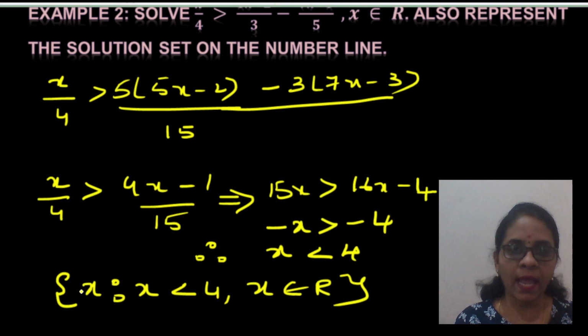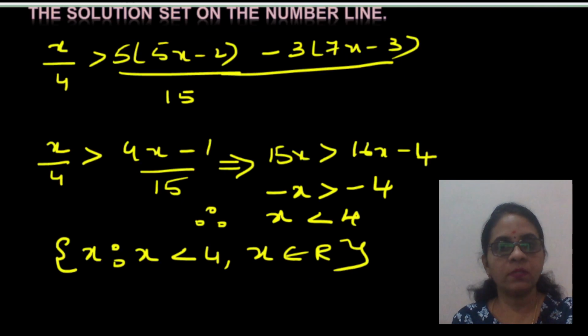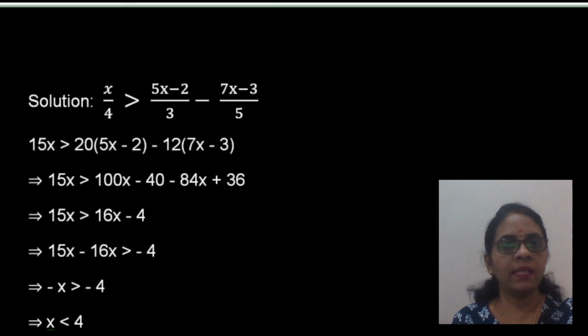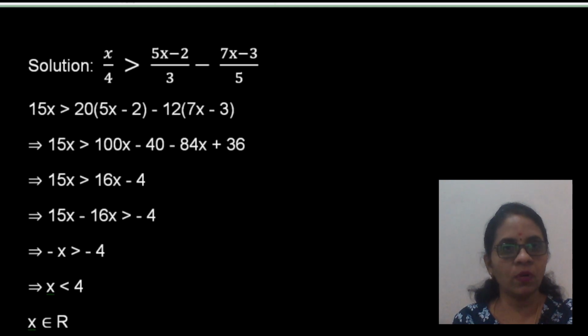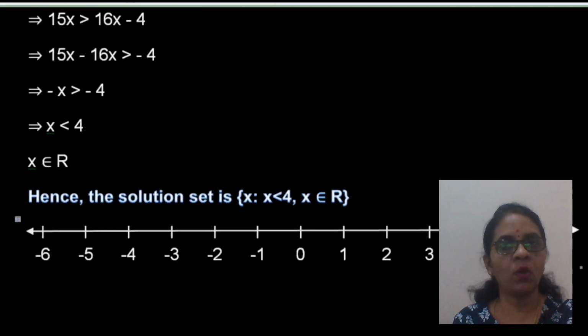There are different notations. Some textbooks write the category of numbers in the beginning and then they write the solution towards the end. Anyway, this is the best method. I am not denying any other method. All are right, but this is the easiest to get into your head. X such that x less than 4, put a comma, x belongs to R. Therefore, the solution set is x such that x less than 4, x belongs to R.